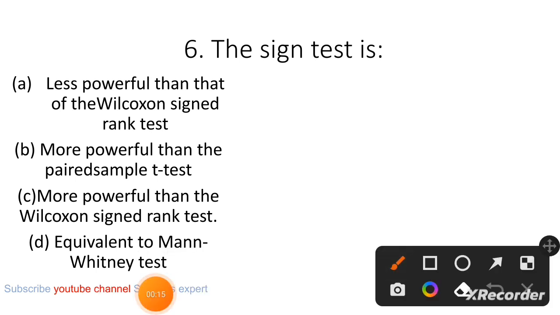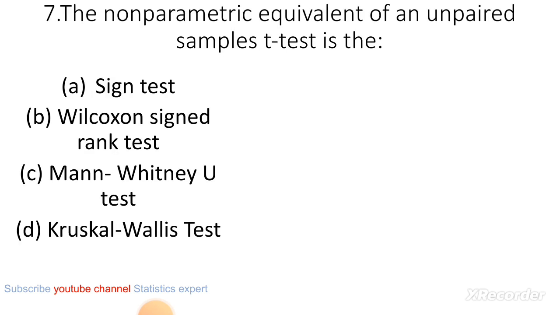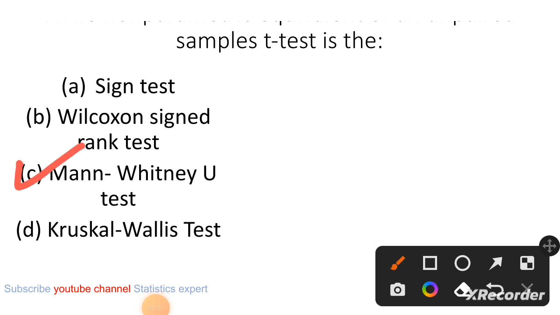Okay, so the sign test is less powerful than the Wilcoxon signed rank test. Next question: the non-parametric equivalent of an unpaired sample t test is the... option A is sign test, option B is Wilcoxon signed rank test, C is Mann-Whitney U test. So here our correct option is C, the Mann-Whitney U test.